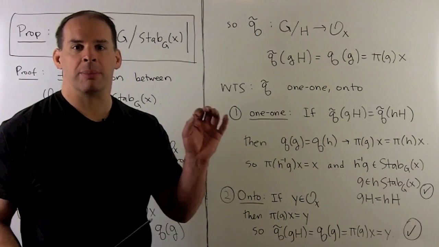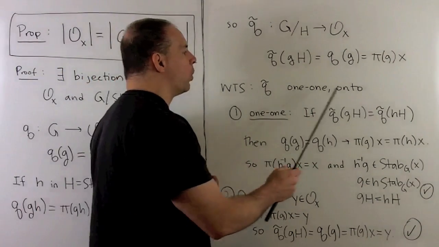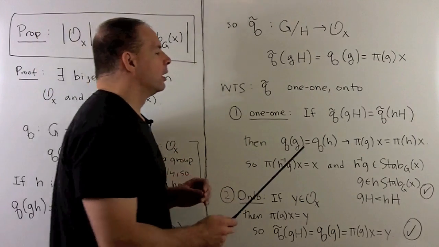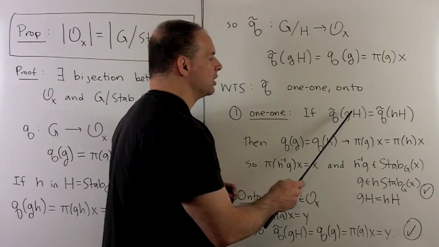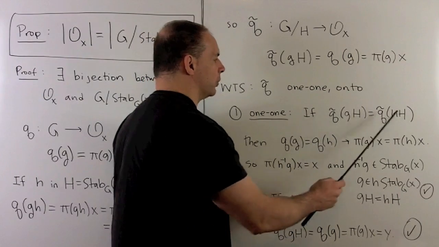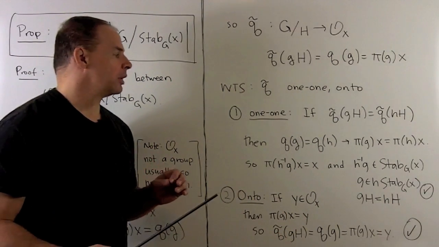Now, this is the bijection. So I want to show Q tilde is 1 to 1 and onto. To show 1 to 1, if I take two cosets, GH and HH, we apply Q tilde, set them equal to each other. We want to show these cosets are equal.